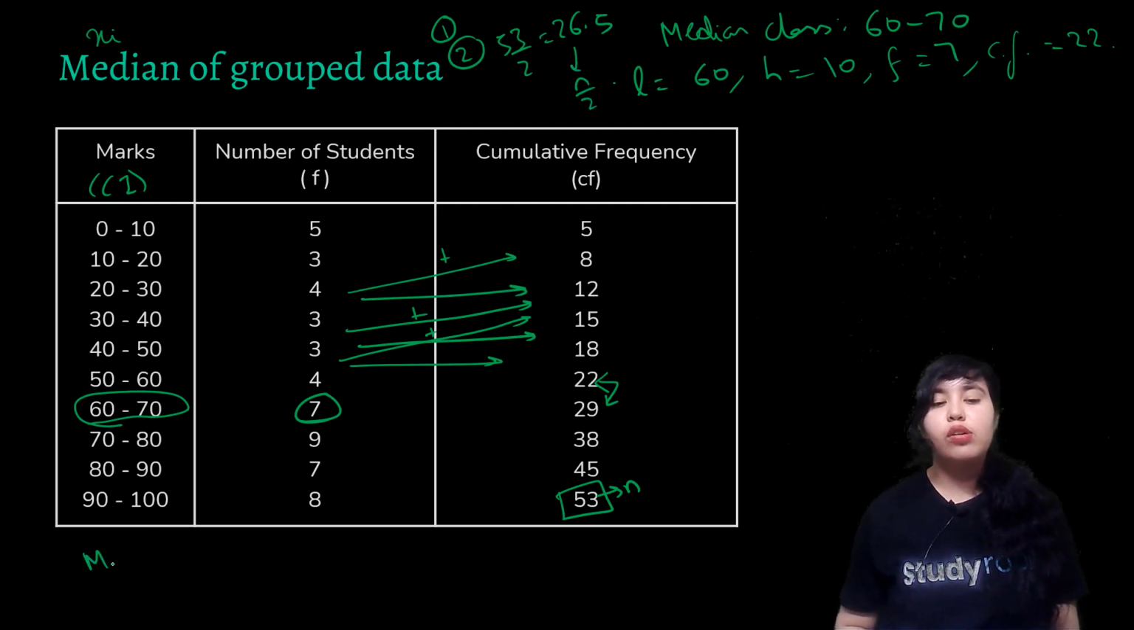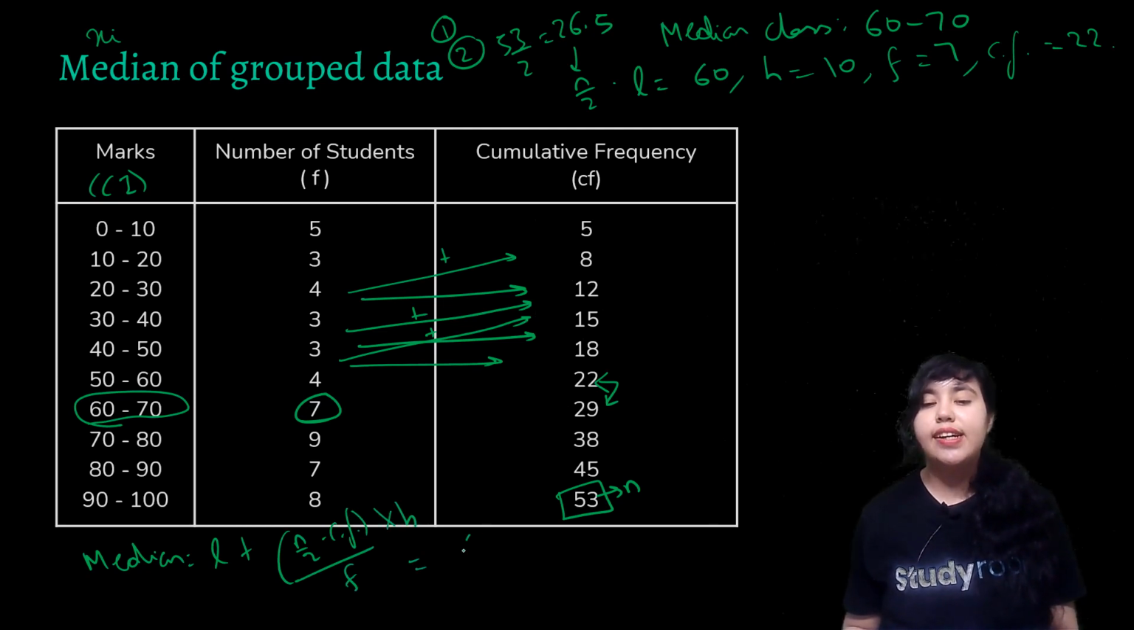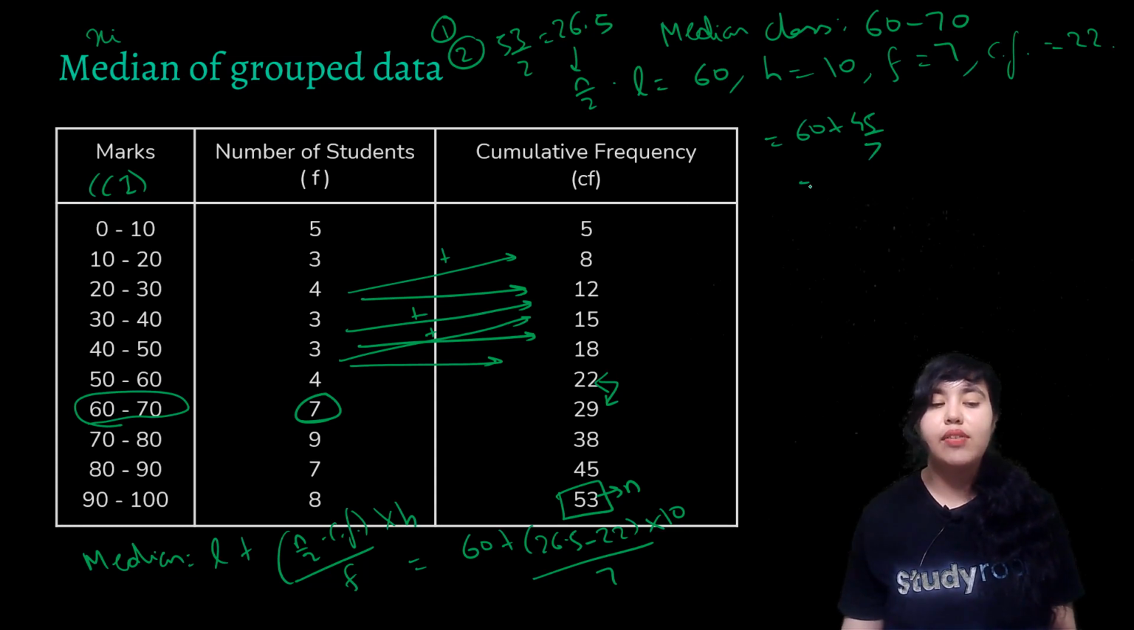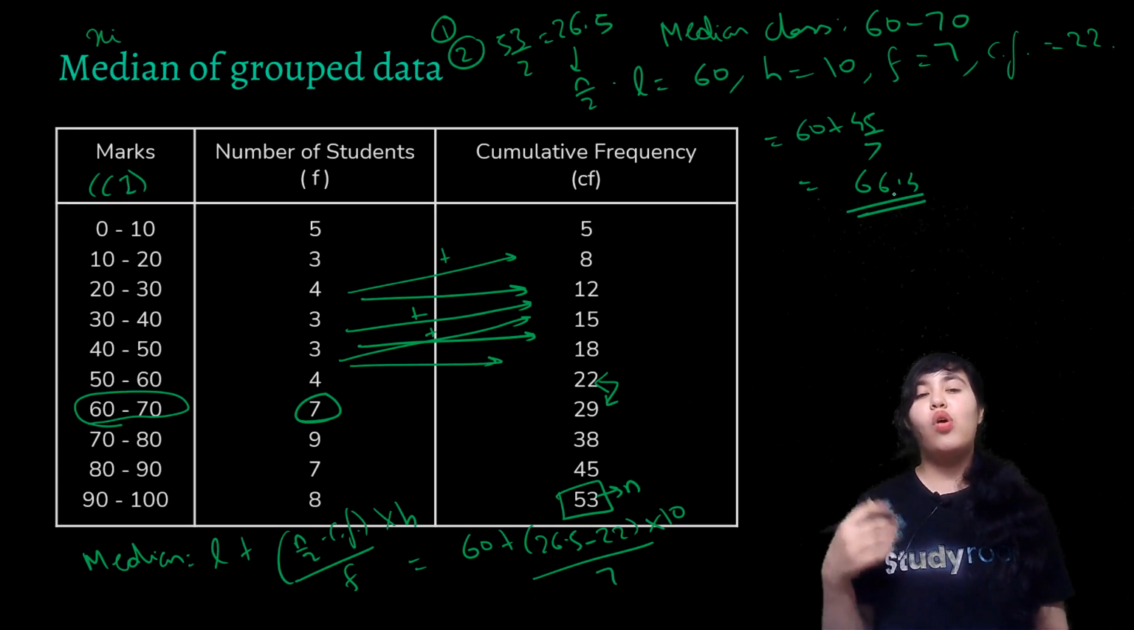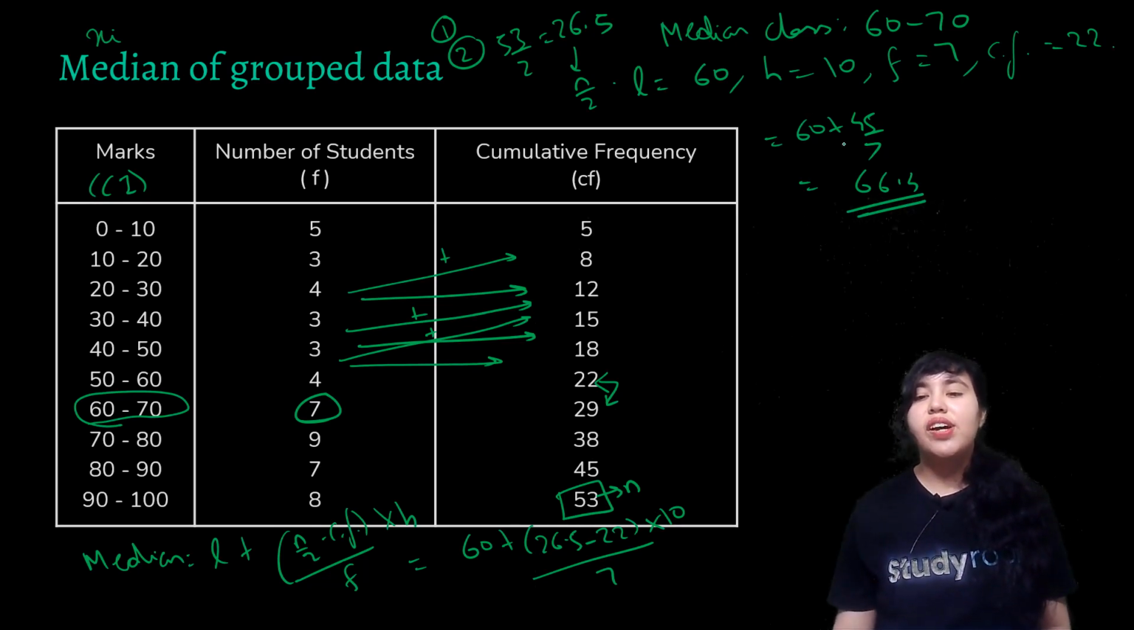Now just write the formula for median, which is equal to L plus (n by 2 minus cumulative frequency) upon frequency, into your class size. So L here is 60, n by 2 is 26.5, cumulative frequency is 22, the frequency is 7, and class size is 10. When you solve this, you will ultimately get 60 plus 45 upon 7. So the answer in decimals will be 66.4. Again, I don't want my students to just work with numbers, but to also understand each and every step. So 66.4 is the median marks that we're getting.